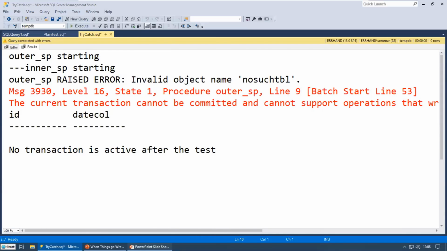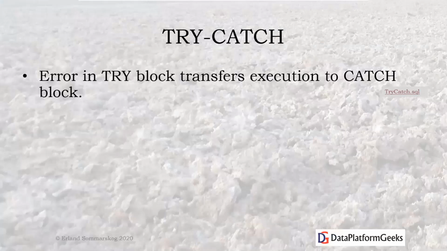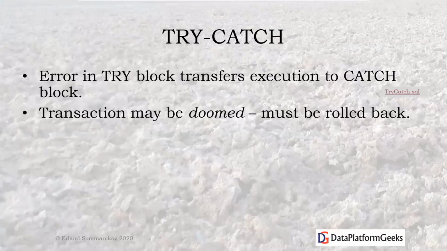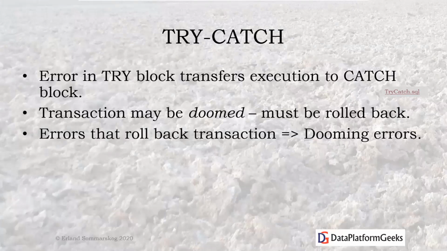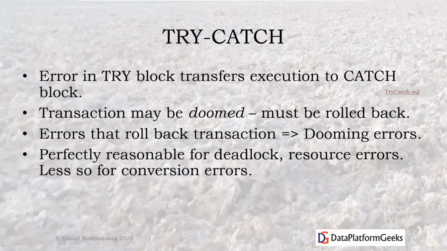So now let's summarize what we have seen so far. If you come to the catch block, the transaction may be doomed and must be rolled back. Errors that roll back the transaction if not being caught are dooming errors. And of course, if you take deadlock or resource errors, it's perfectly reasonable that the transaction is doomed because there's absolutely no point in continuing. You should really be able to abort.